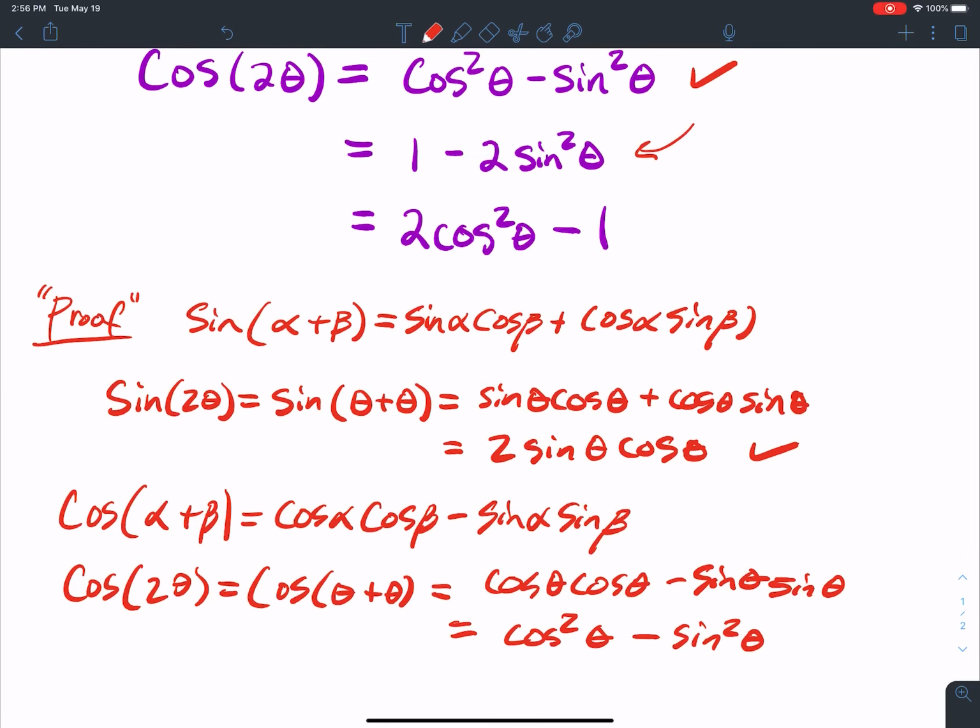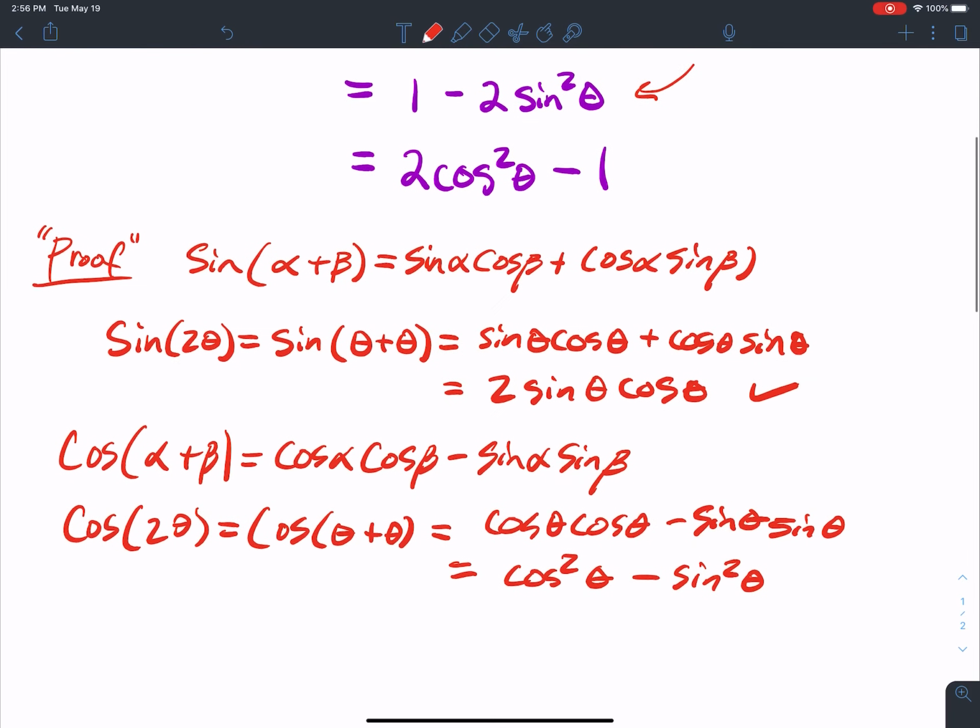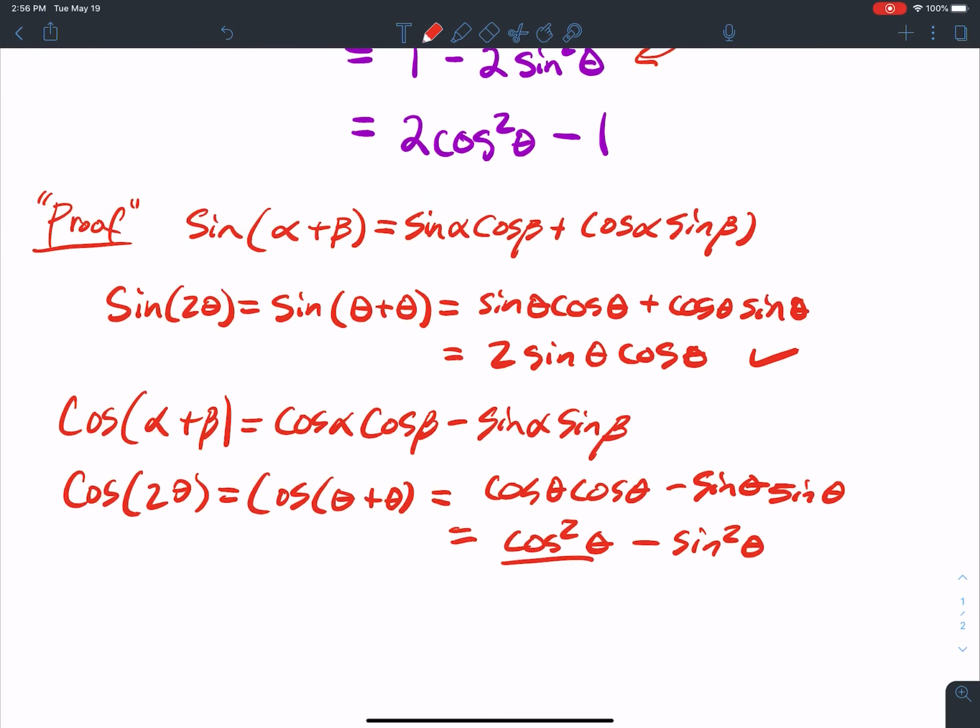Well, I need to get rid of the cosine squared term. Well, what do I know? I know that this is equal to 1 minus sine squared theta from the Pythagorean identity. So how many sine squared thetas is that? That's 2 minus 2 sine squared theta from 1 there. Okay, so that takes care of this one.